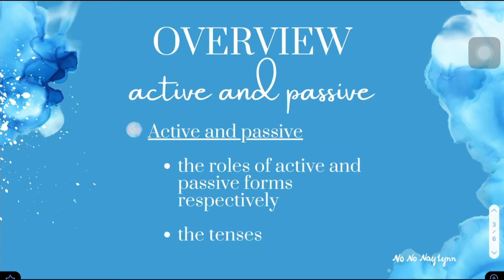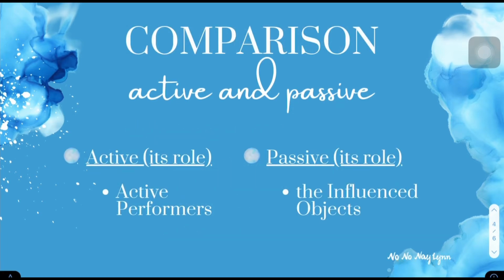Okay, so let's take a look at the overview. Active and passive, the roles of active and passive forms respectively, we have to look at that in order to know the meanings of the respective forms in a sentence. And finally, the tenses.